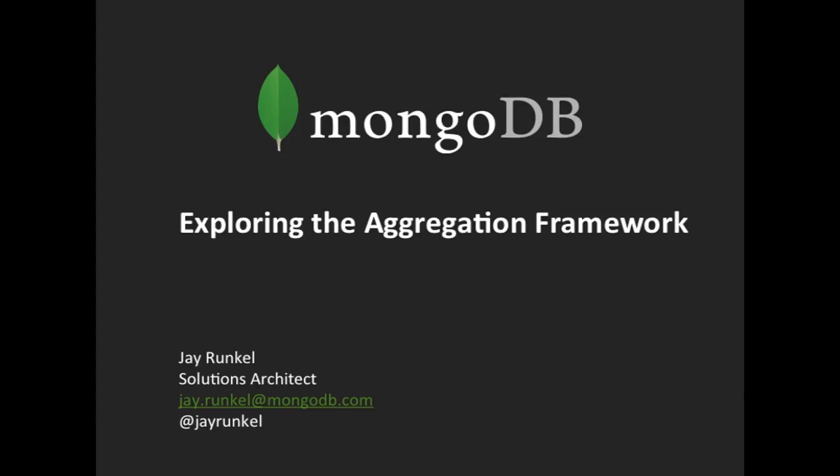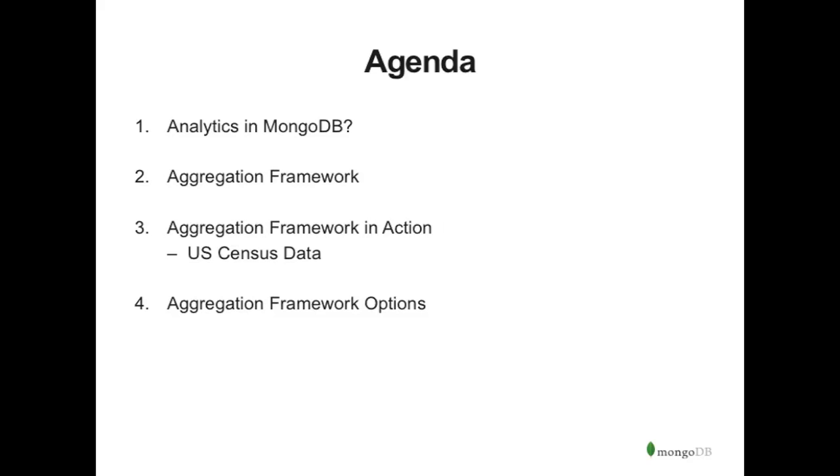So with that, I am going to begin. Our agenda consists of 4 components today. First, I'm going to talk a little bit about analytics in MongoDB. Then we're going to jump into a quick introduction of the aggregation framework. And then the body of the talk will be a series of examples showing how you can use the aggregation framework to perform analytics on U.S. Census data, and I'll show some live running examples as part of this. And then finally, I'll conclude with some options that are available with the aggregation framework.